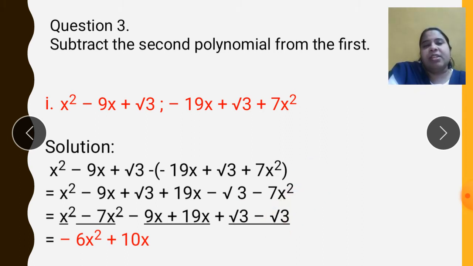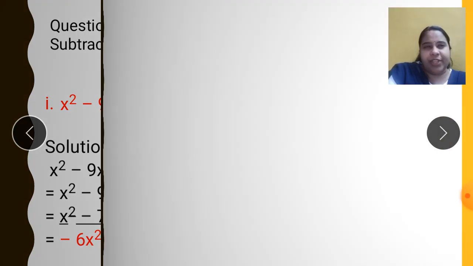I hope the sum is clear. So what is the final answer? Minus 6x square plus 10x. Okay. So finish this fast and let us move to the next question.